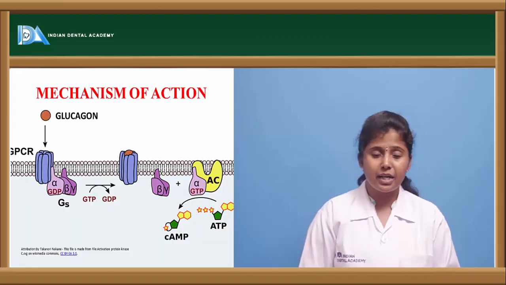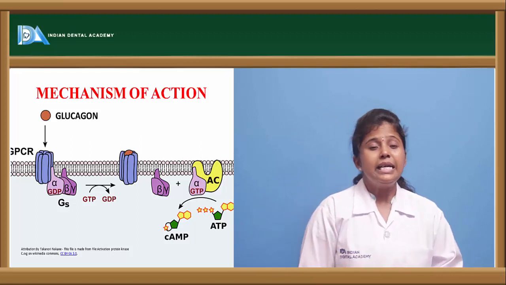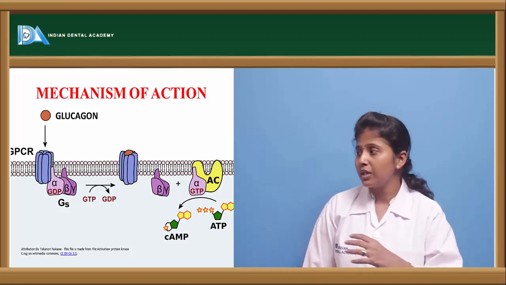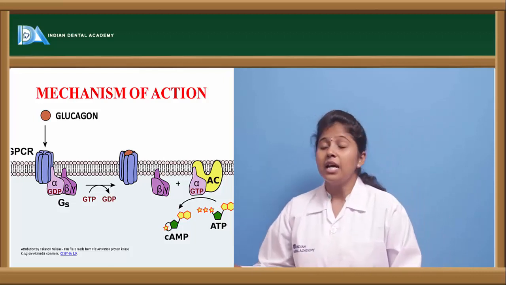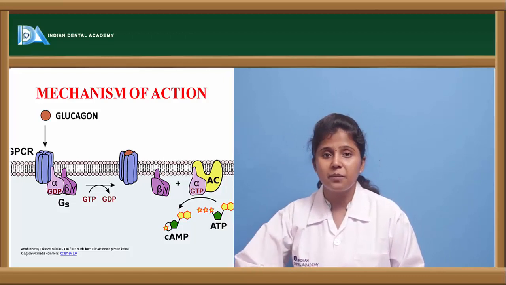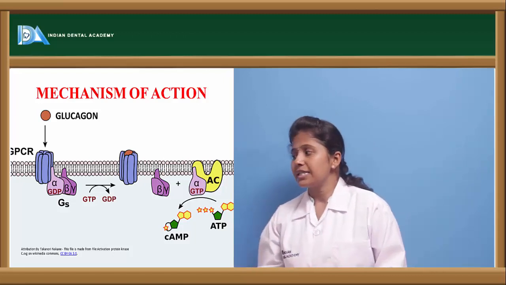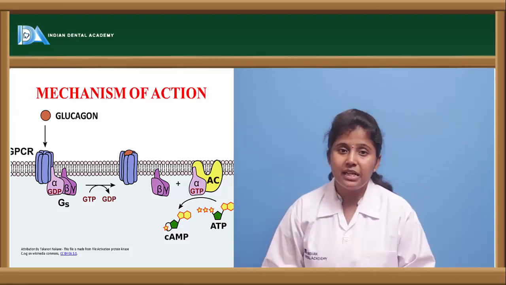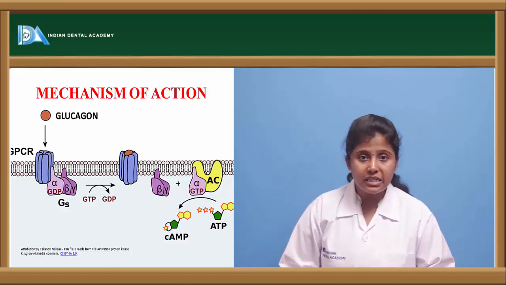If we see the mechanism of action of this glucagon, it acts through the GPCR receptor. If glucagon binds to the GPCR receptors, it allows the conversion of GTP to GDP, thereby the cyclic AMP levels are increased. So if the cyclic AMP levels are increased, there occurs the decreased secretions.